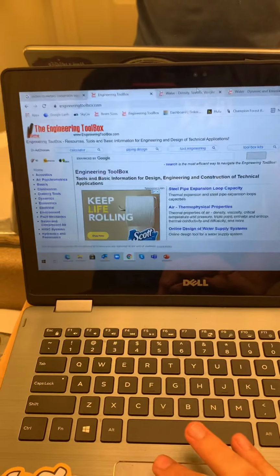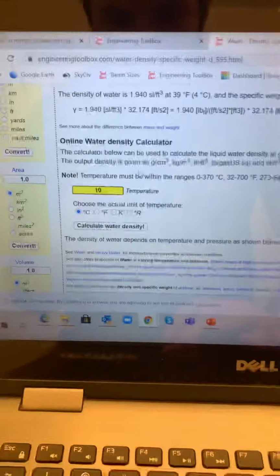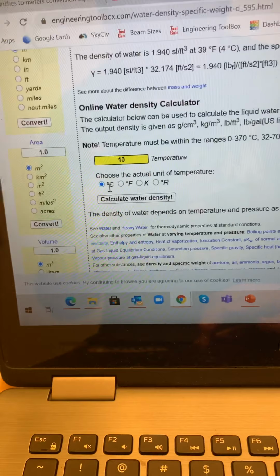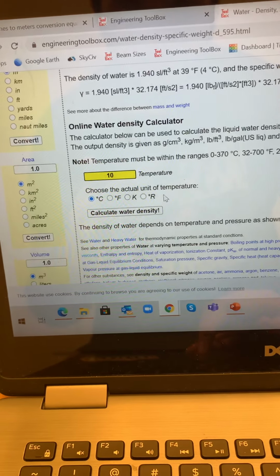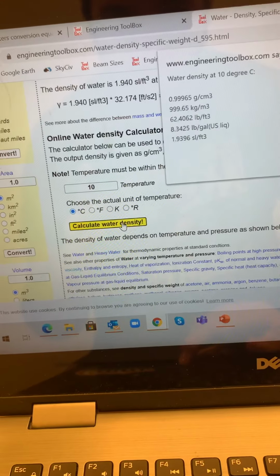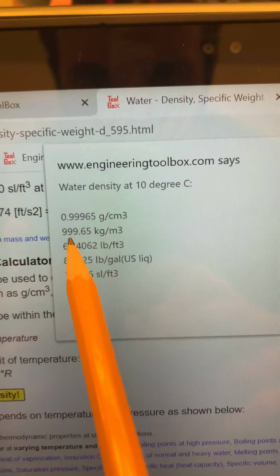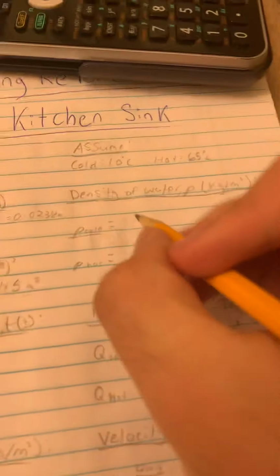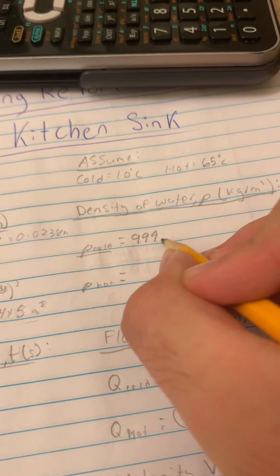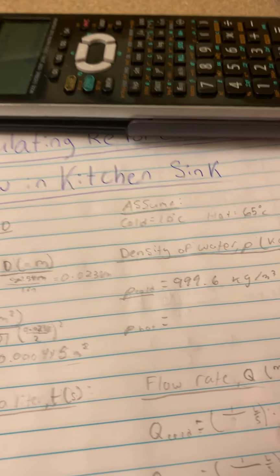To find the density of the cold water flow, we're going to use a handy dandy website called the Engineering Toolbox, which has been very helpful in my engineering career so far. You can see I already have 10 degrees Celsius inputted there, and we are finding the water density in kilograms per meter cubed. That's going to be 999.6. Just going to plug that in over here: 999.6 kilograms per meter cubed.